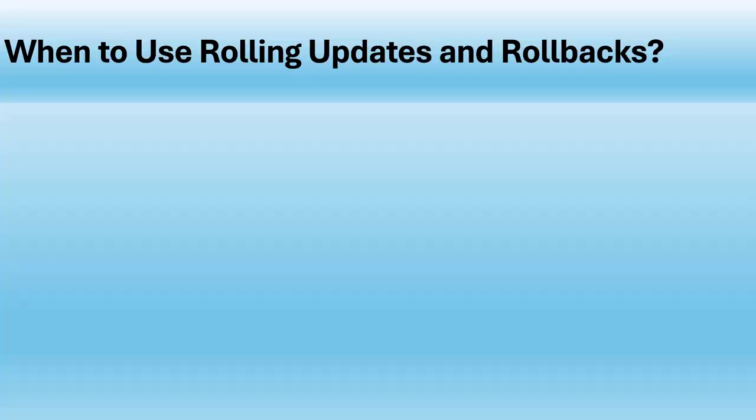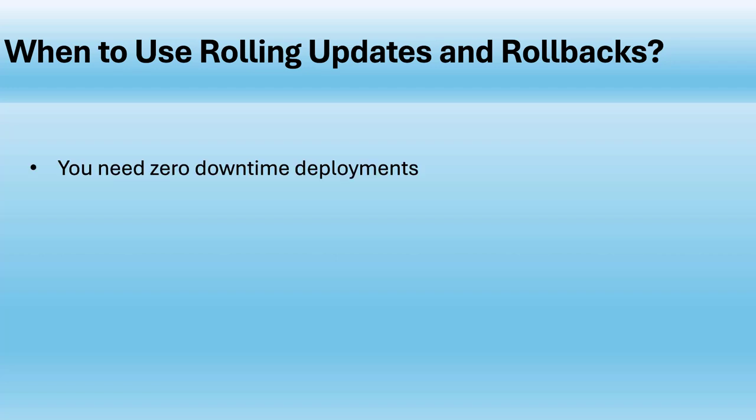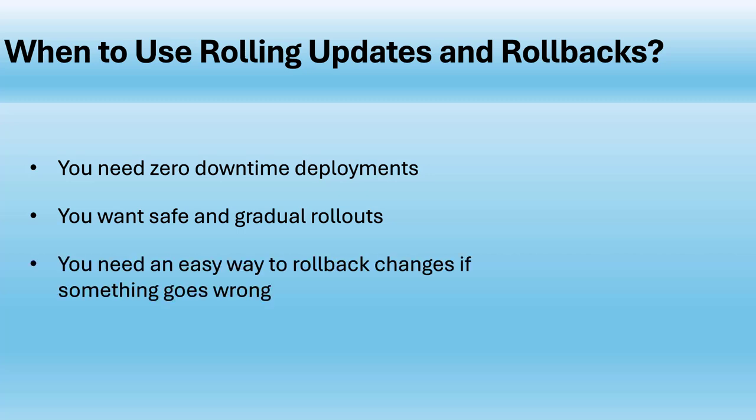Now let's understand when to use rolling updates and rollbacks. Use rolling updates when you need zero downtime deployments. And if you want safe and gradual rollouts, you can use rolling updates. And if you need an easy way to roll back changes if something goes wrong, just like we did for the broken tag, where the tag does not exist and it's not able to pull an image. So our application got stuck because we are not able to create a pod. The older pod will remain up and running, but we need to roll it back to the previous working version. So in that case, we need to use rollbacks.